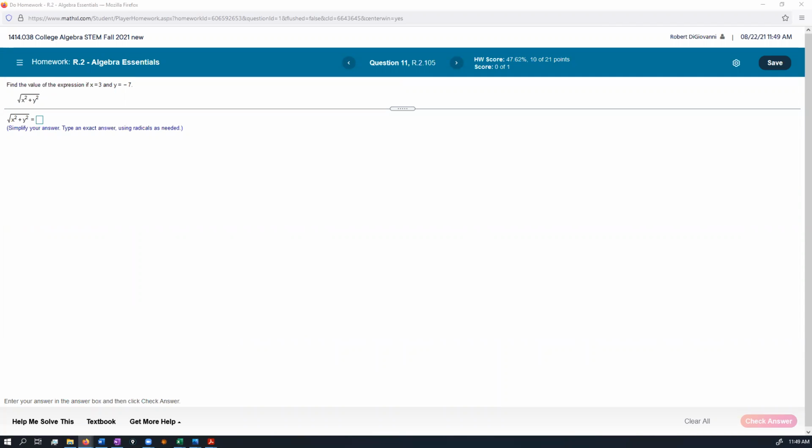Next problem. Find the value of the expression if x is 3 and y is -7. So this is another problem where what we're doing is just evaluating an expression. So they give us this expression.